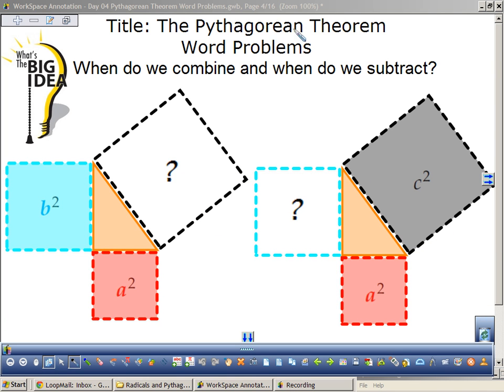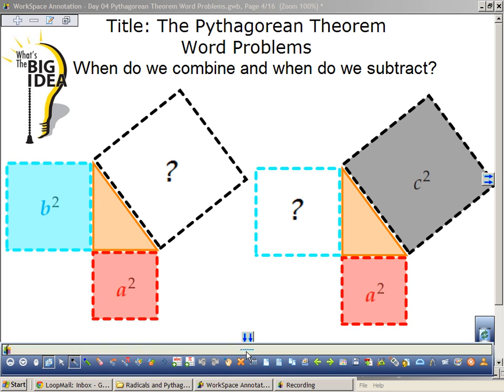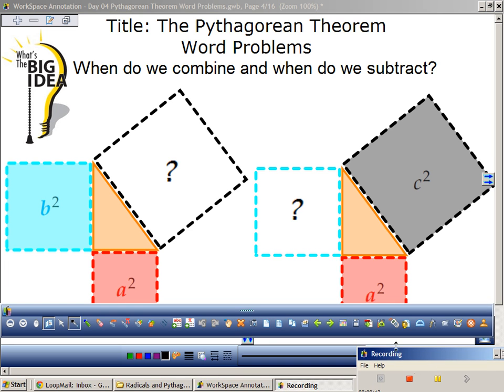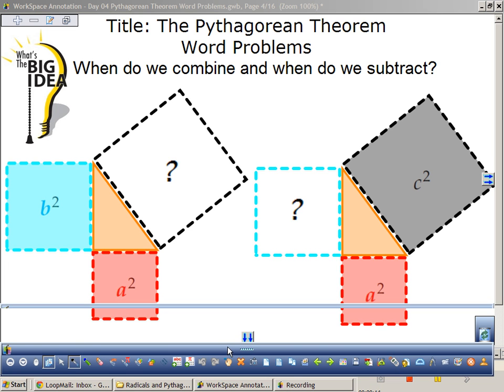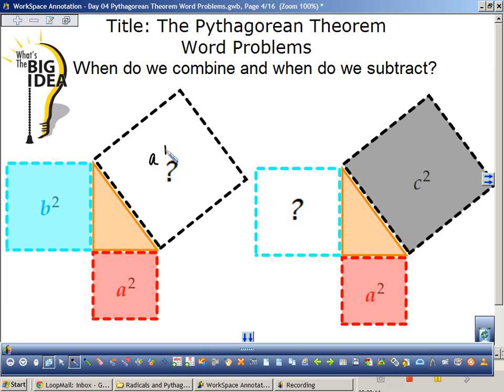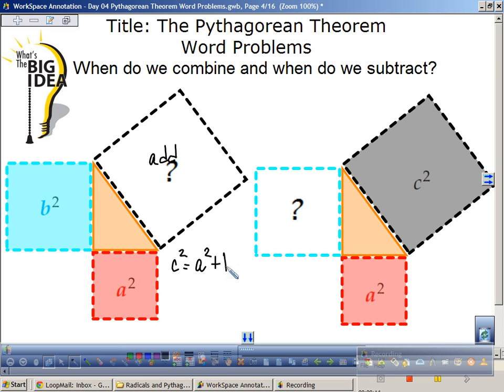Okay, so the Pythagorean theorem word problems. When do we combine and when do we subtract? Tell me which one, talk with your shoulder partner and tell me which one you add, which one you subtract. Alright, 5, 4, 3, 2, 1. So for this one, what would I do? Add. So that would be c squared equals, we would square both the small legs to get the total.